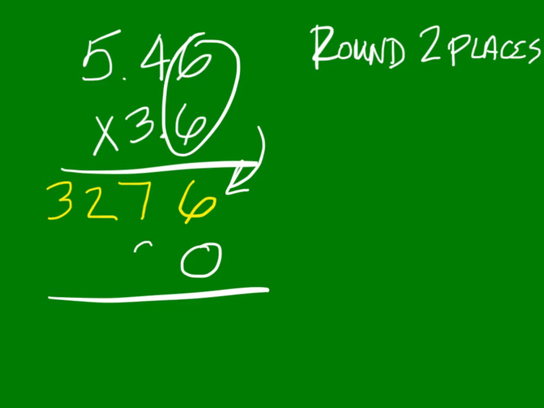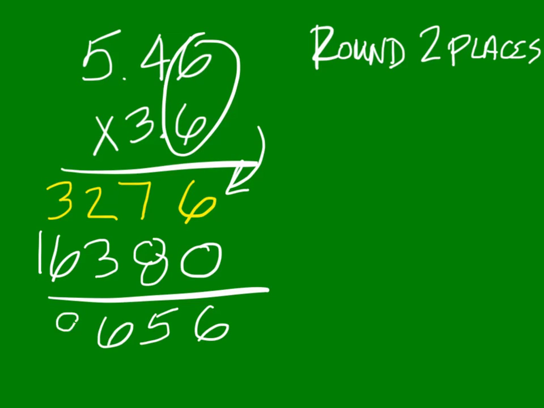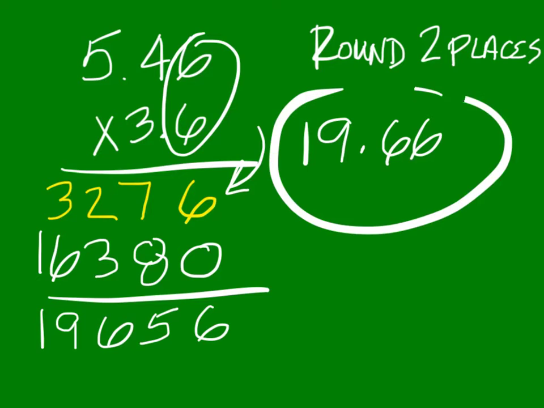Drop the 0. Then you'll have an 8, 3, and a 16 out front. So 6, 5, 6, 9, and 1. So 19.66 when you round to two places.